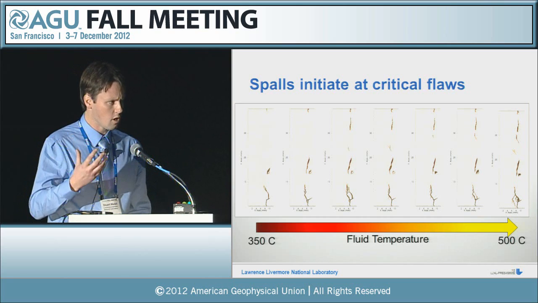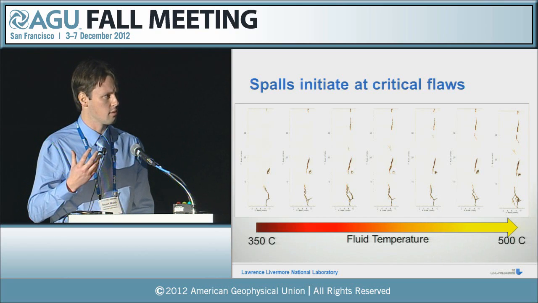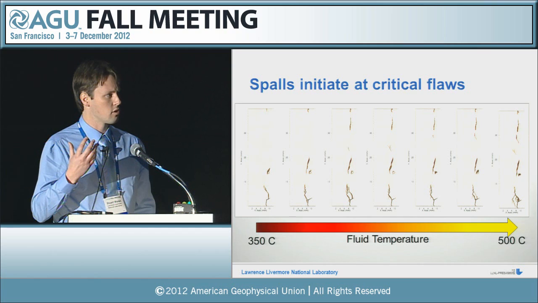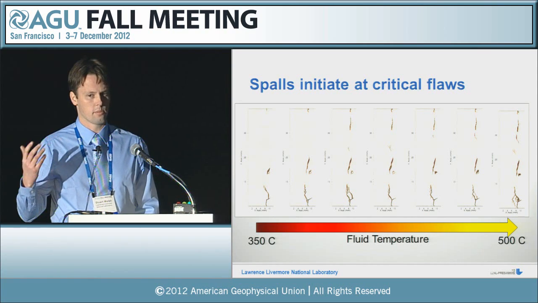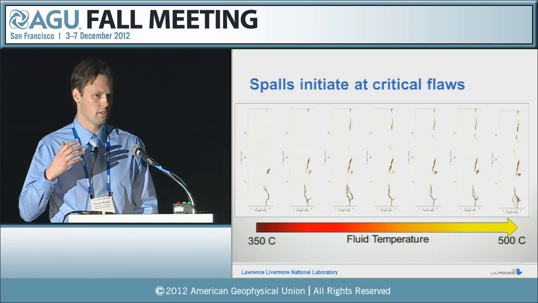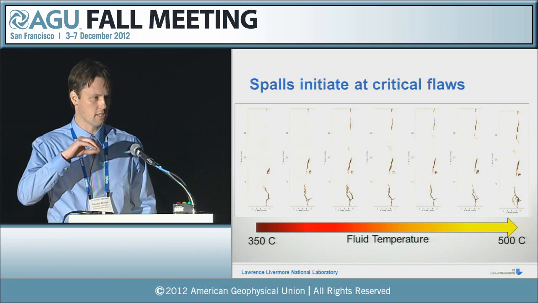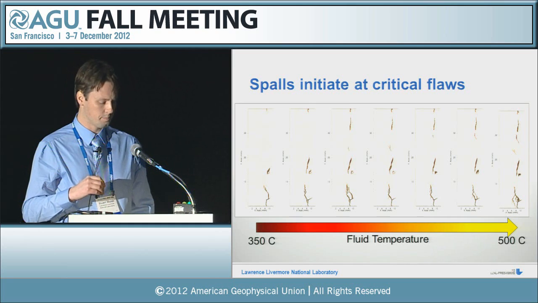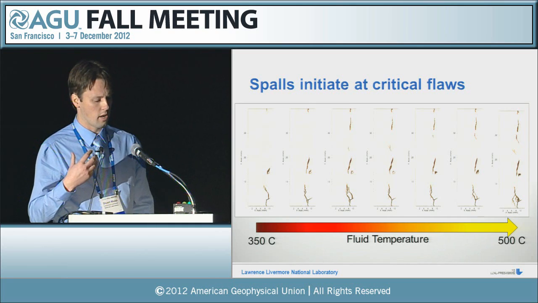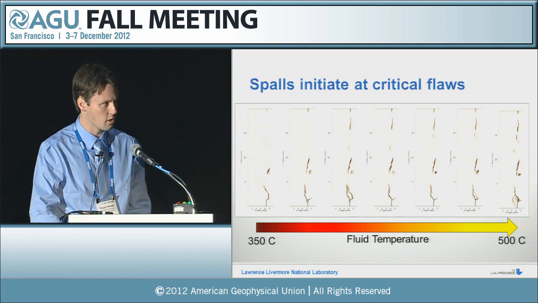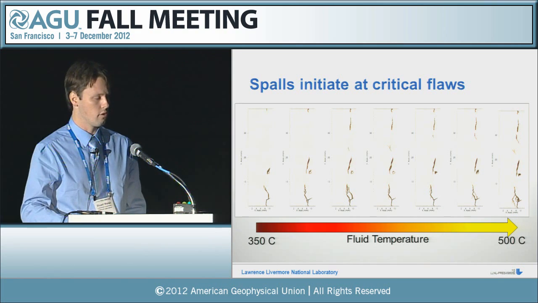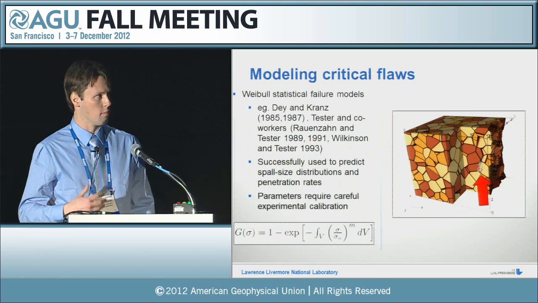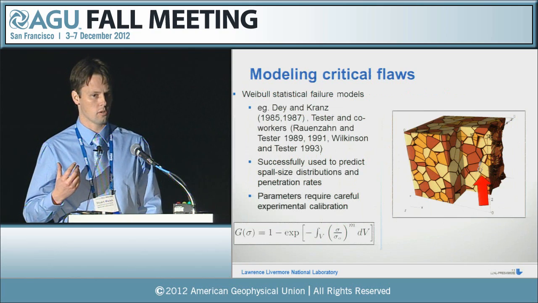So if we have a low temperature, we initiate spalls at certain points inside the assembly, but then as we increase that temperature differential, we find that those same points tend to be the sites of spall initiation as well. Now, the reason why that is of interest is because it feeds in nicely with some existing models of spallation that are already used on the continuum scale, namely these Weibull statistical failure models.